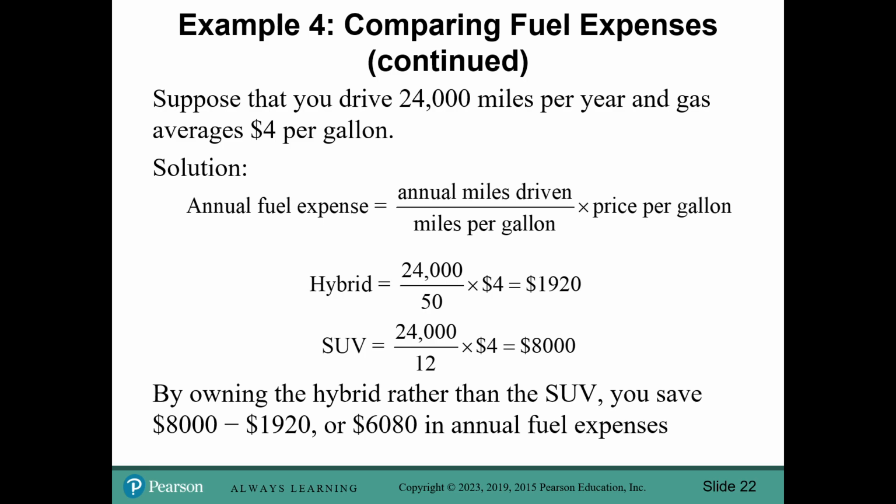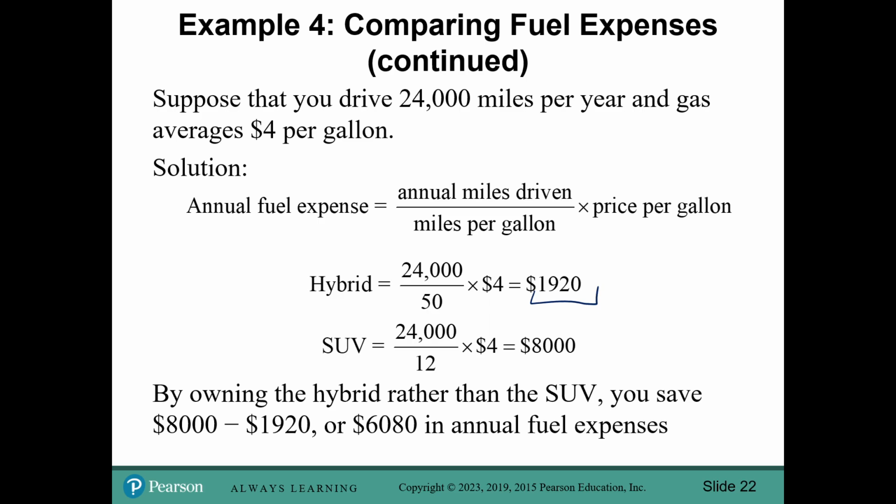We're going to divide that by the 50 miles per gallon that we're going to get with the hybrid, which came directly from the problem. And we're going to multiply that times the $4 per gallon that we're paying for that gas. So if we're traveling 24,000 miles in a year and we have a hybrid, hypothetically speaking at least, we are only spending $1,920 in gas. That's our fuel expense.